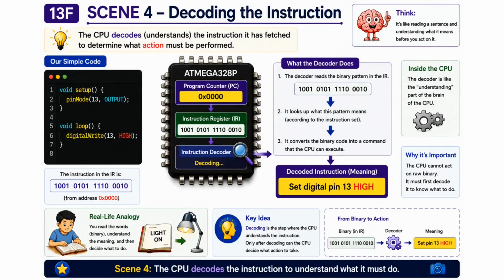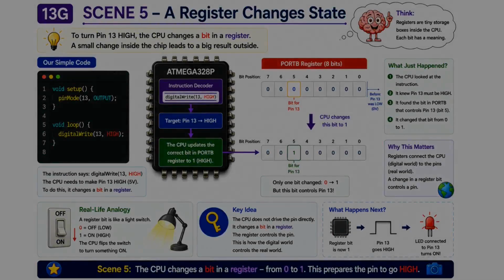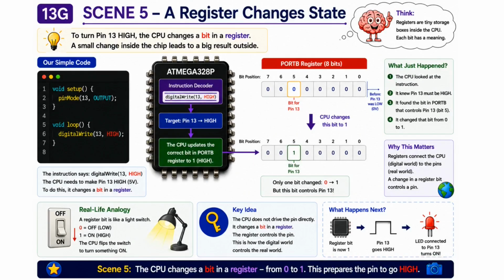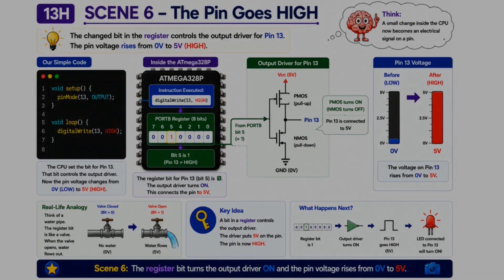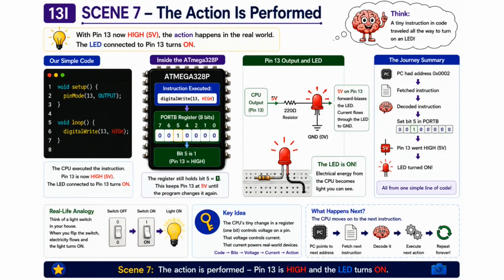Scene 4. The CPU analyzes the bit pattern just read from the flash. The CPU understands what to do next. Scene 5. Imagine there is a special register inside the CPU controlling the pin connected to your LED. Now the CPU immediately changes the value of that register. Next, Scene 6. The pin connected to the LED gets a high value. The LED is switched on.